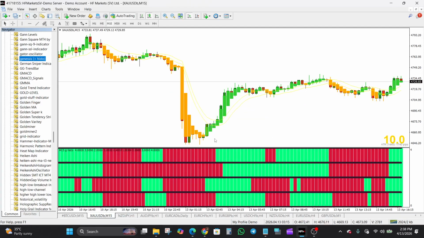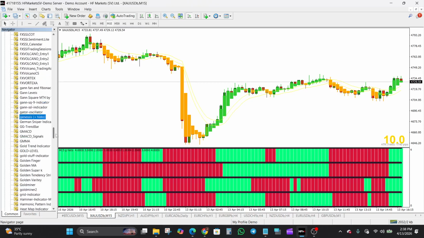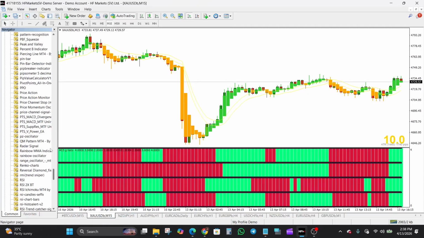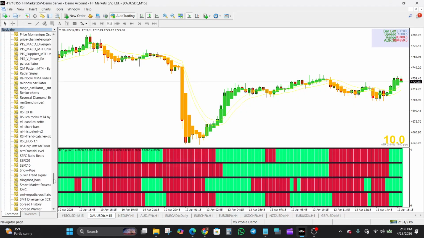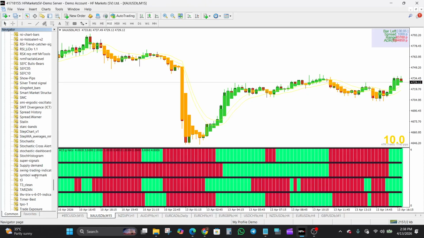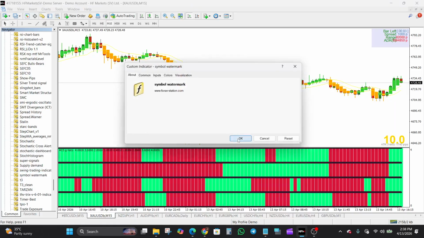And then we have to look for P4L Clock. Let's look for the P4L Clock. Here we go, drag and drop. And then we look for Symbol Watermark. All right, that's going to be the last but not the least. Symbol Watermark, drag and drop.